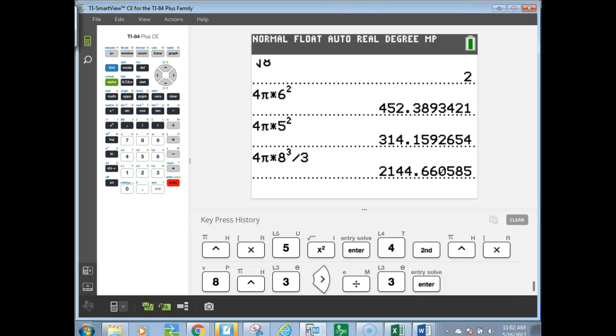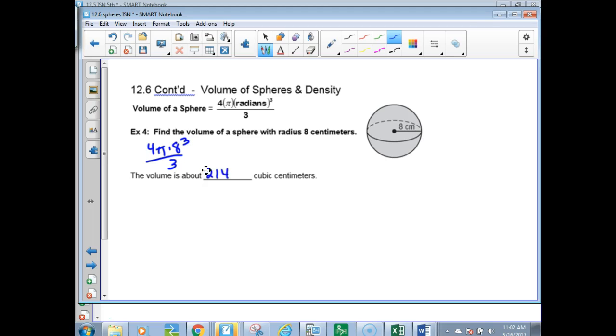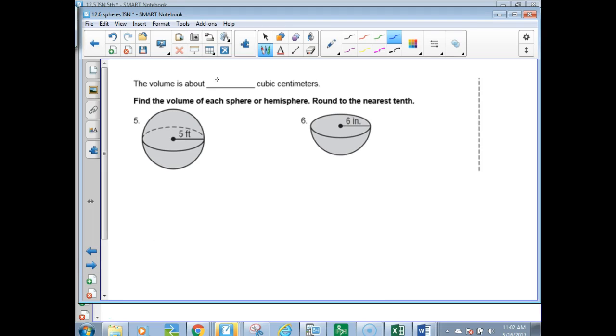2,144.7. Cubic centimeters. Okay, that was for that blank. So it was 2144.7. Okay, I wrote terribly on there. I don't remember. 2144.7. Right. 2,144.7. All right, this one, find the volume of each sphere or hemisphere.